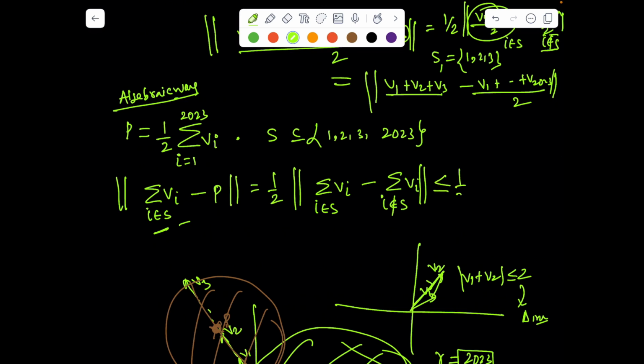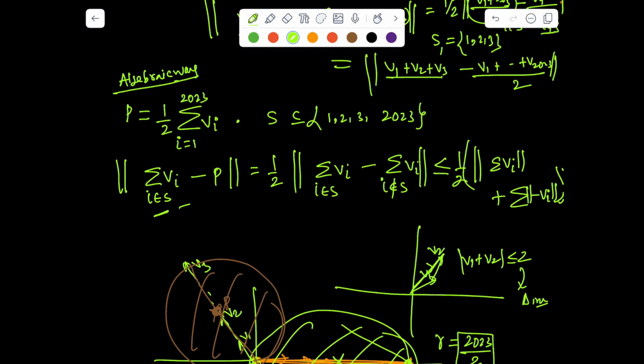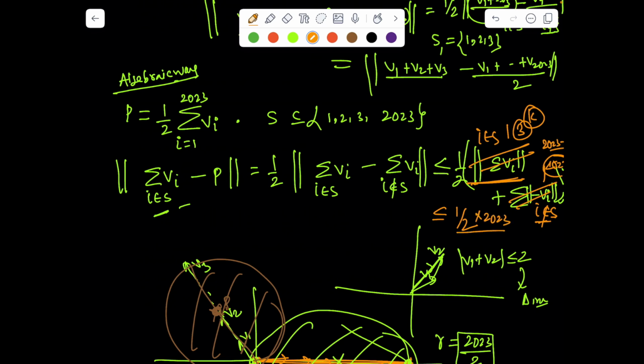And now from the triangle inequality, this will be less than or equal to half times sigma Bi plus sigma minus Bi, right? Sum of two sides of a triangle is greater than the third side. And since the magnitude of all these vectors is 1, that simply goes to 1 and this goes to 1. So it's half times, this is i belonging to S and this is i not belonging to S. So the number of i's is definitely in both of them. If you have 3 elements here, we'll have 2022 elements here. If I have k elements here, we have 2023 minus k elements here. So their sum is 2023.